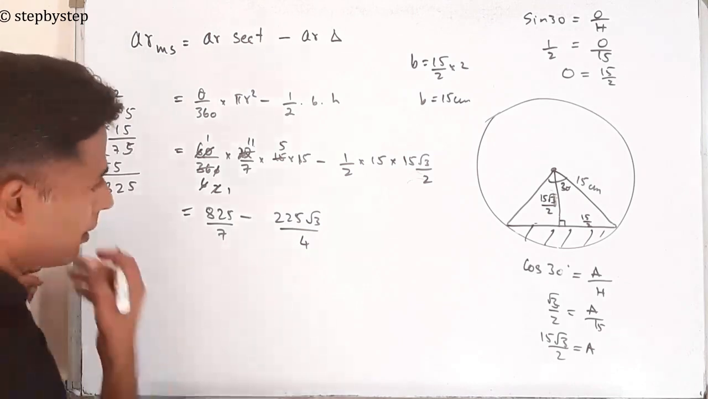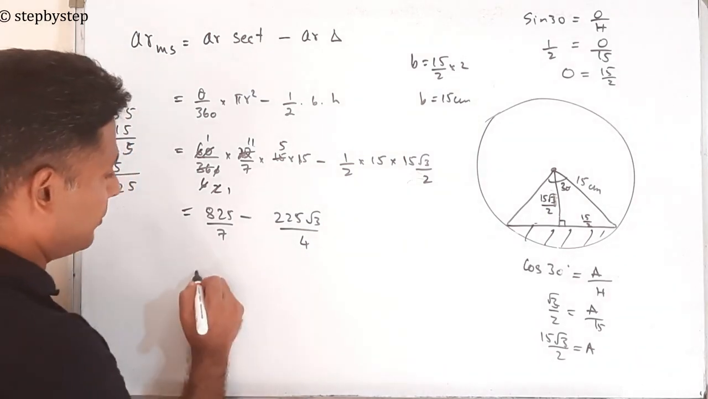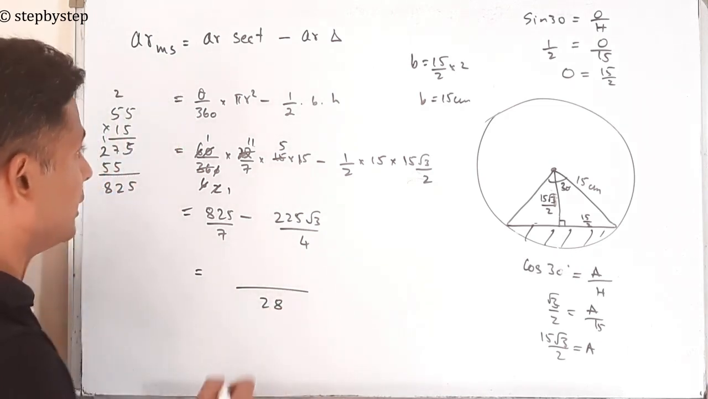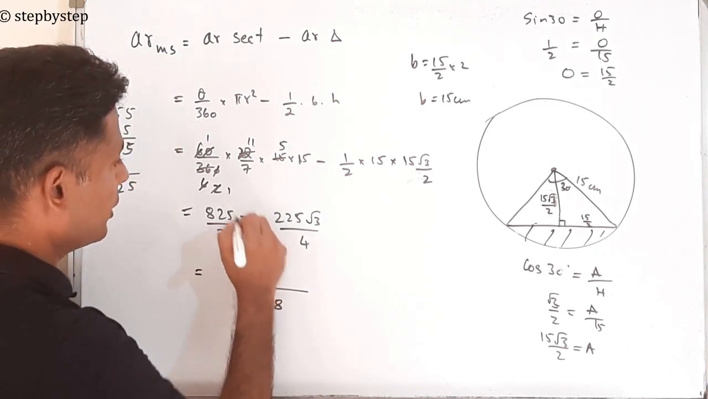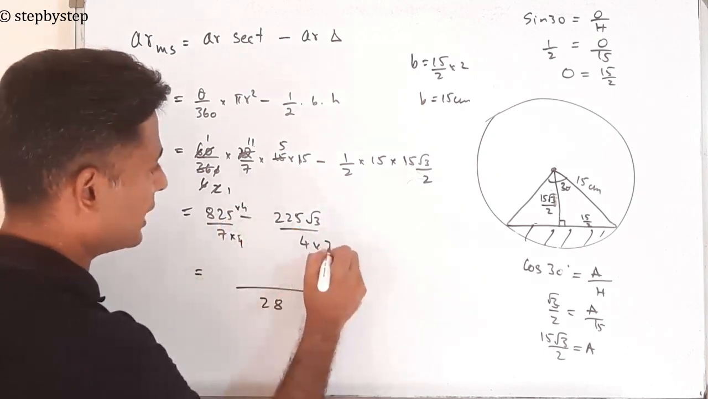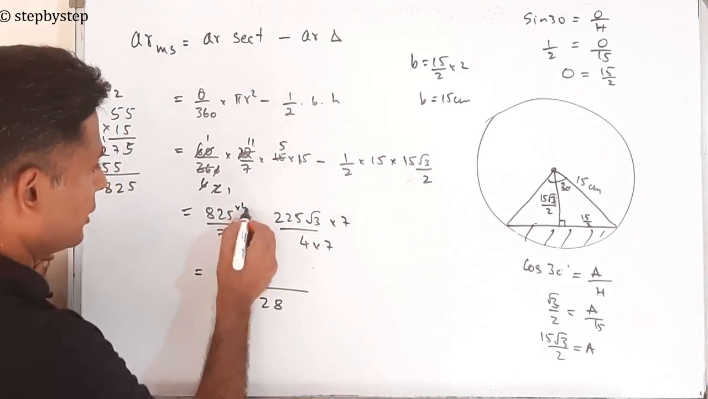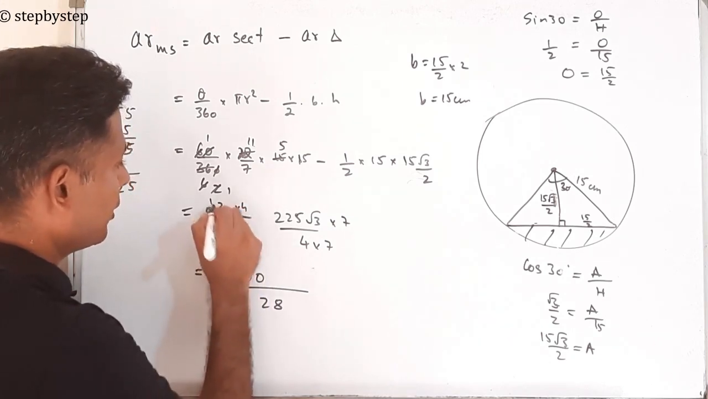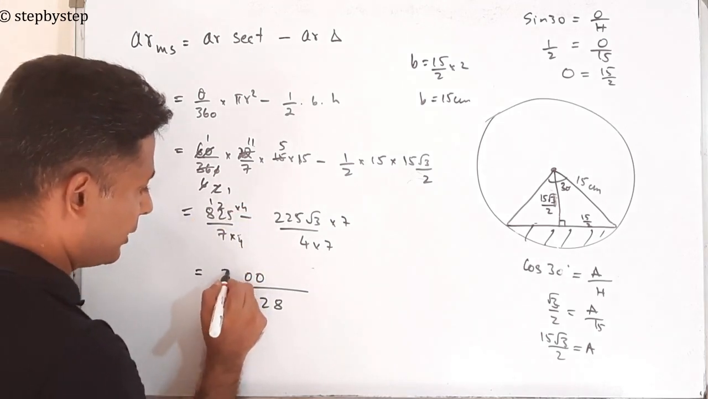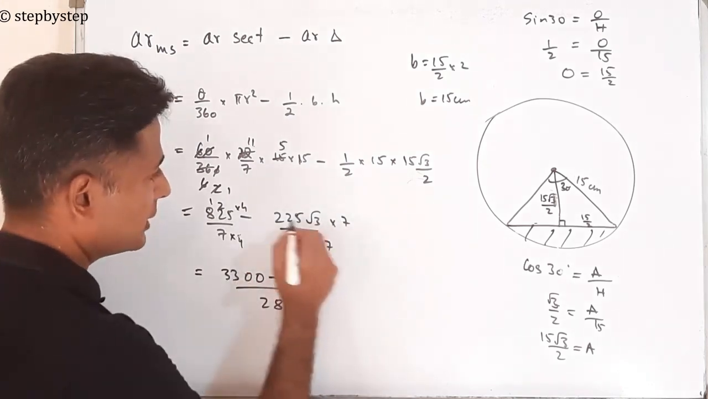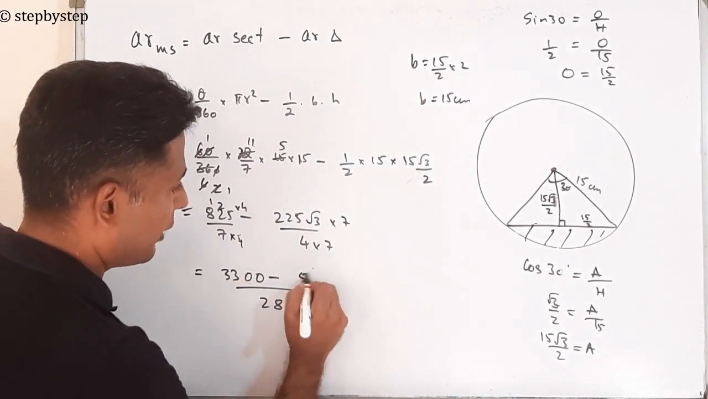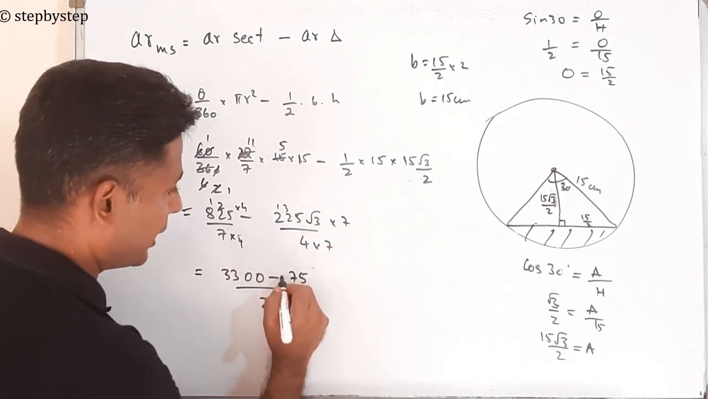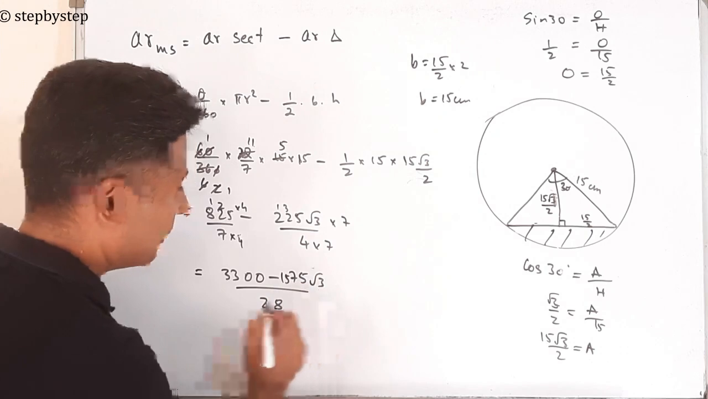Right? Alright guys, now I have to take LCM. LCM is 28, and here into 4, here into 7. So 4 5s are 20, 4 2s are 8 plus 2 10, 4 8s are 32 plus 1 33, minus 7 5s are 35, 7 2s are 14 plus 3 17, 14 plus 1 15 root 3 by 28.